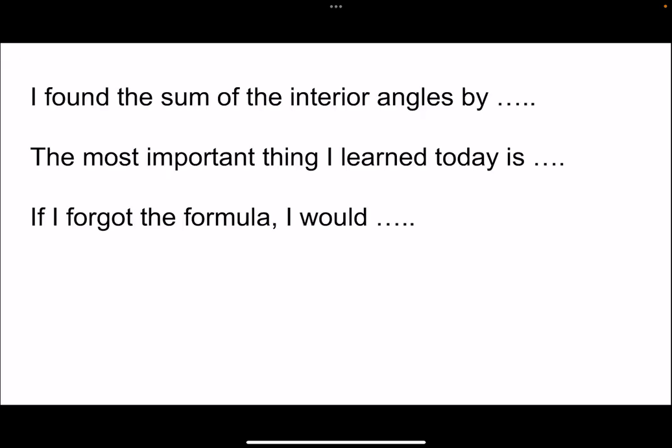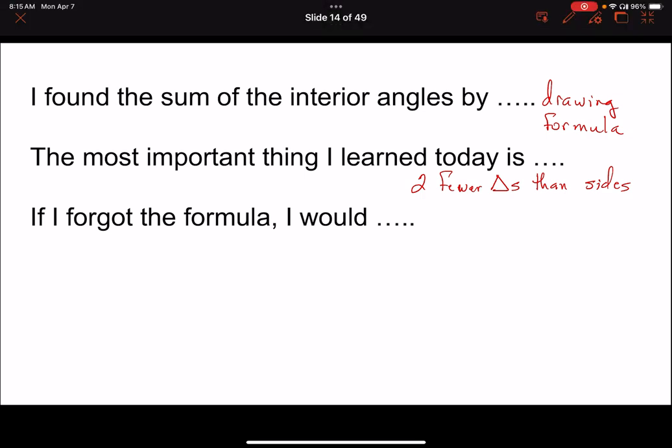So today you find the sum of the interior angles by drawing, and we used a formula. Well, I hope the most important thing you learned today was there are 2 fewer triangles than sides. If you forgot the formula, well, you're going to have to figure that one out. So that's our video for today. Good luck with the worksheet.